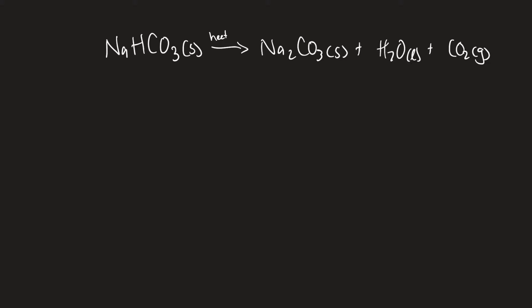I'm going to put my dashes to the side here, so those are the areas where I'm going to put my coefficients. Now I'm going to split this up, and just like always, I'm going to count up each of the elements. I'm going to see how many sodiums I have. On my left side, I have 1 sodium. Then I see how many hydrogens I have. I have 1 hydrogen. How many carbons? I have 1 carbon. And how many oxygens? I have 3 oxygens.